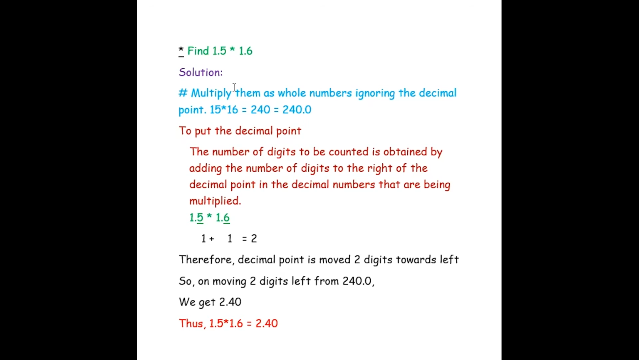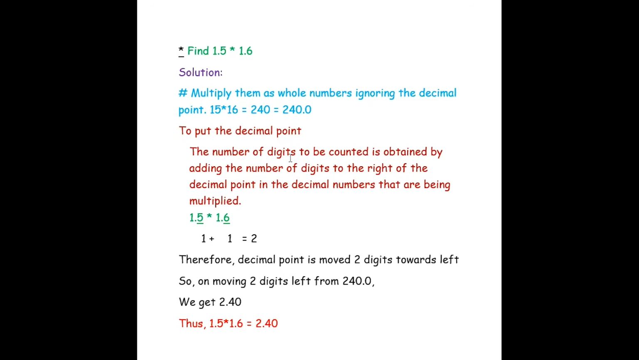Next question is find 1.5 into 1.6. Solution. First step, we have to multiply them as whole numbers ignoring the decimal point. If you ignore the decimal point, the first number will be 15 and the second number will become 16. We know 15 into 16 is 240. We can write this 240 using a decimal point as 240.0. It will not change the meaning.